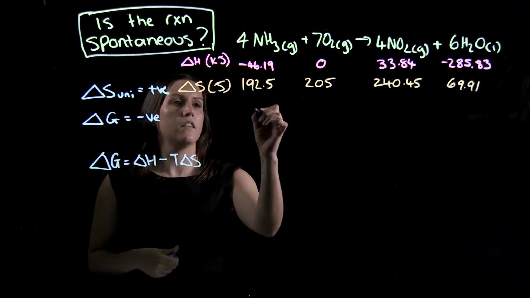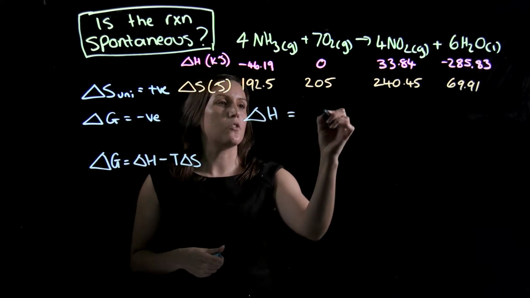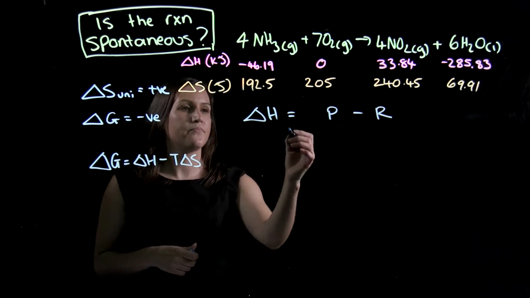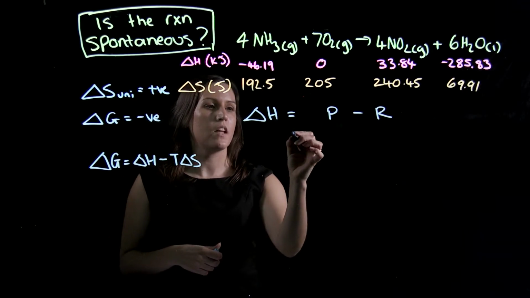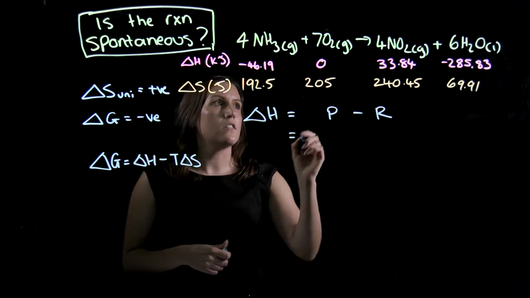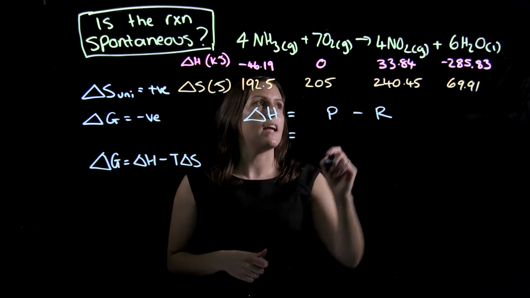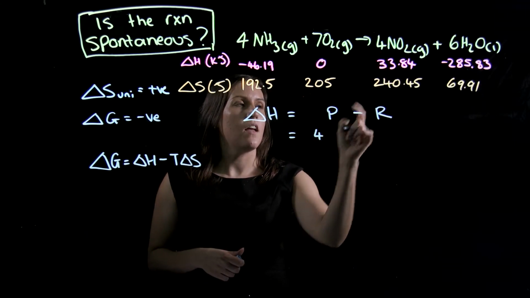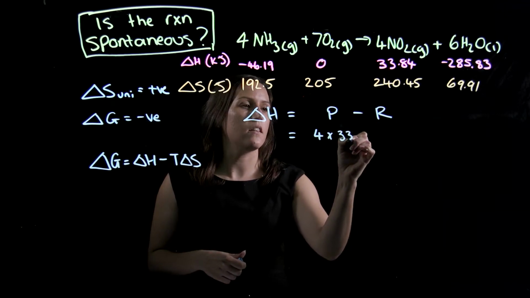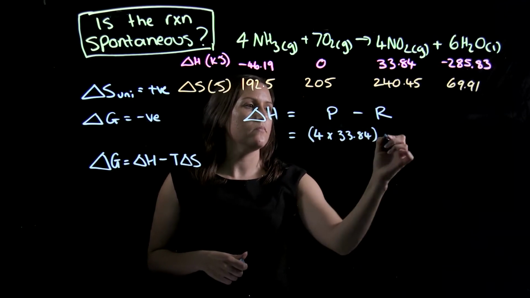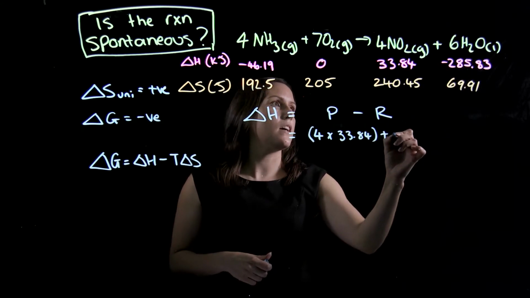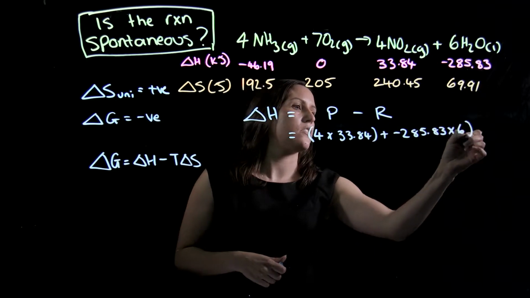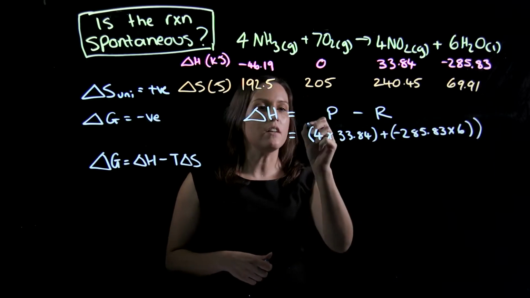So let's start there. Delta H equals your products minus your reactants. It's the same thing for your delta S. You can also do it for your delta Gs, depending on the information that you're given. So let's look at our products. We've got NO2 and H2O as our products. We've got 4 NO2 molecules, so we need to multiply our value for NO2 by the number 4. And then water is minus 285.83, and we've got 6 of those. Okay, so that's our products.